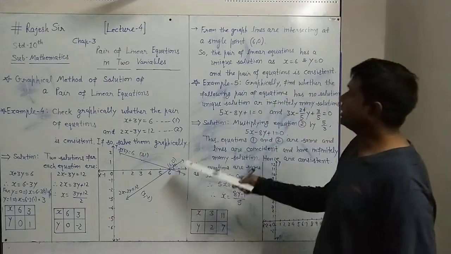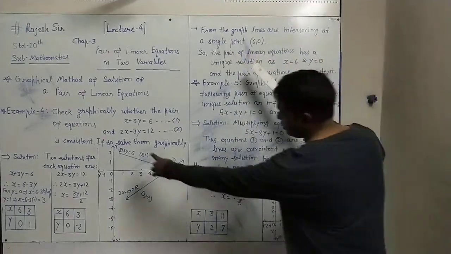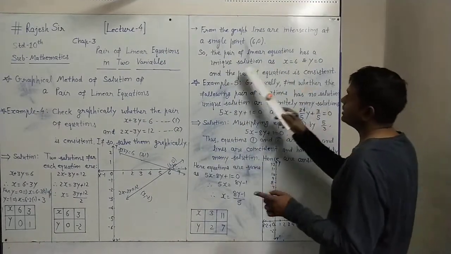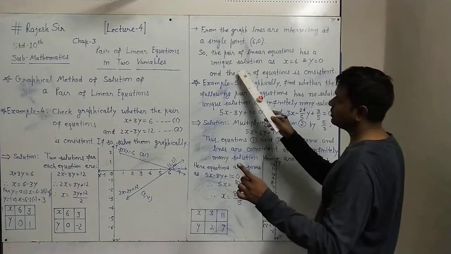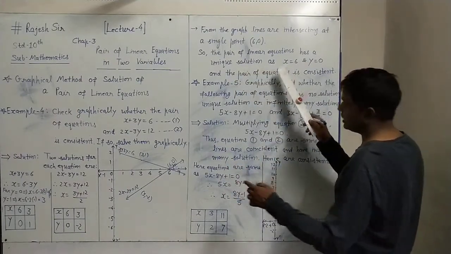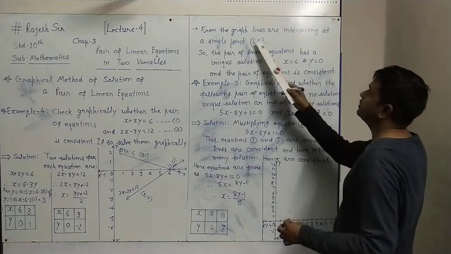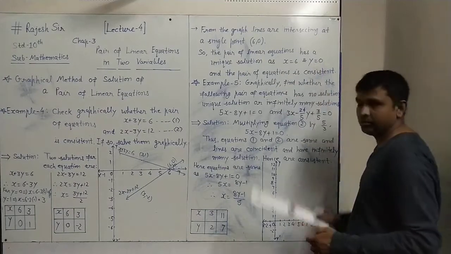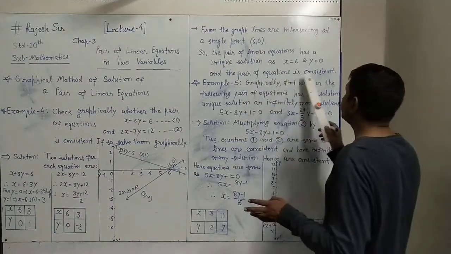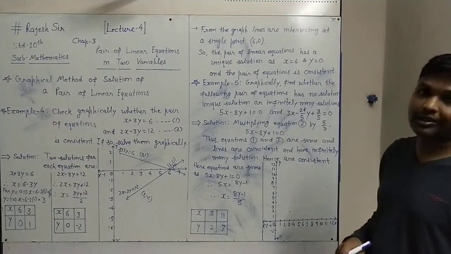So in conclusion, here we have written from the graph that the lines are intersecting at a single point (6, 0). Both the lines are intersecting at (6, 0). So the pair of linear equations has a unique solution, only one solution, because they are intersecting. As (6, 0) means x equals 6, and the second number is y equal to 0. Unique solution of x and y. And the pair of equations is called consistent because they are intersecting.